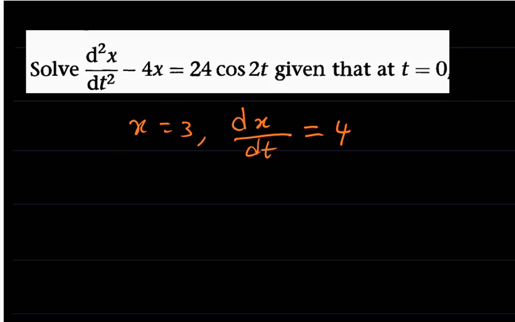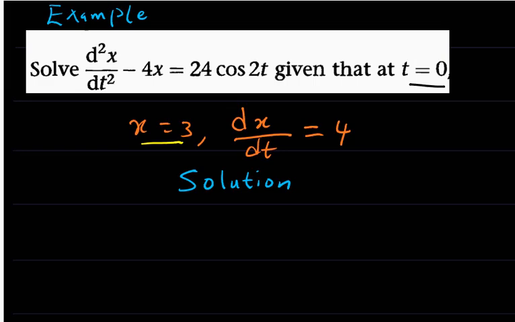We are going to be solving more questions on the second order differential equation. So I have another example right here. We are to solve d²x/dt² minus 4x is equal to 24 cos 2t. Alright, so let's begin. The initial value conditions have been given: at t equal to 0, x is equal to 3, then dx/dt is equal to 4.